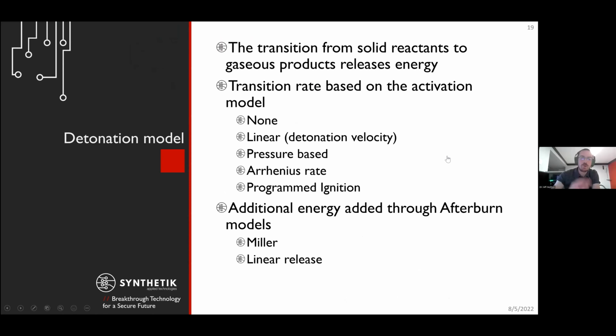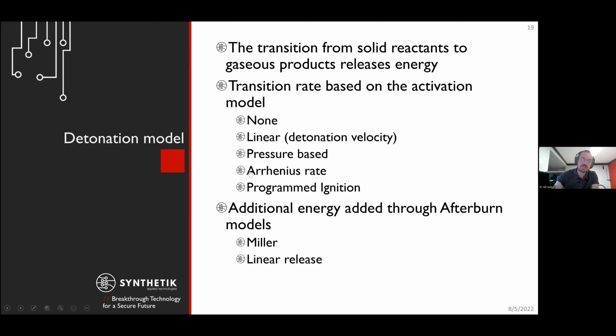Okay, so that linear wave speed is typically considered the linear detonation model. However, we do have some other models available. I'll actually be talking about one in a little bit. But basically we have a couple. So we have none, which is basically everything as soon as you start is detonated immediately. So you add energy at the start and that's it. You don't add any more. Next, we have the linear, which is what we just talked about.